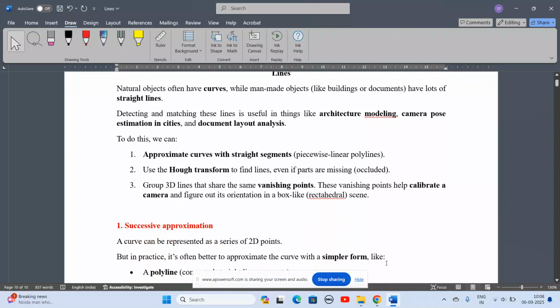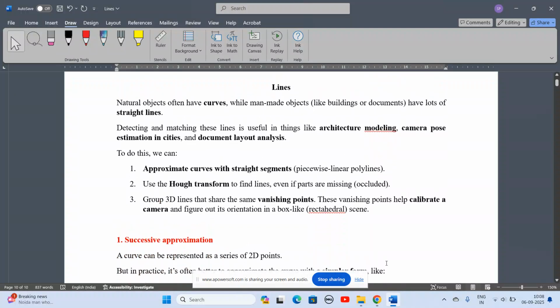In this video, we are going to see about lines. Previously, we have seen about edge reduction as well as edge linking, which is a continuation of this. You may see multiple curves in natural objects like mountains or whatever object created in the real world or nature represents curves.